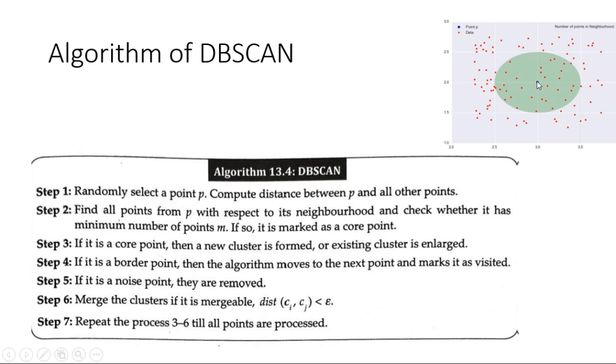Suppose this point is not a core point. If it is a border point, then I move to the next point and mark it as visited. Now suppose this point is not a core point and not a border point, it is a noise point, then it is removed. I am not going to make it part of my cluster. Now you merge the clusters. This process of steps 3, 4, 5 will be repeated until all the points are identified as either a core point, a border point, or a noise point. So the key idea is you have to identify the points as either core, border, or noise.